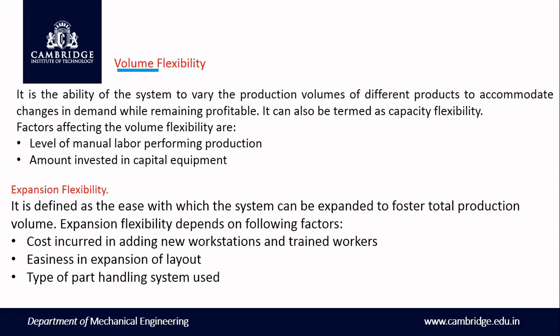Another thing that is important with respect to industries is expansion flexibility. It is defined as the ease with which the system can be expanded to foster total production volume. That is, if you want to achieve volume flexibility, you have to expand your factory. Expanding means you have to invest. And what are the main factors that influence it? One is the cost incurred in adding new workstations and trained workers, and then expansion layouts, type of parts, everything.